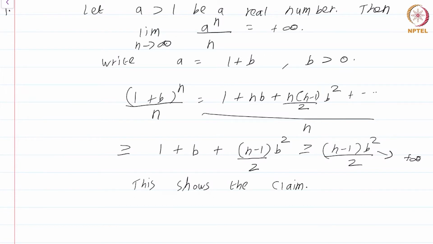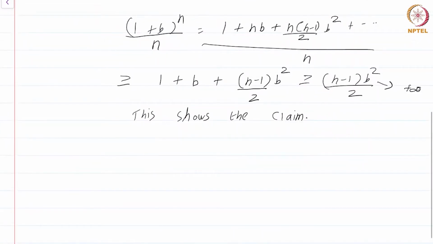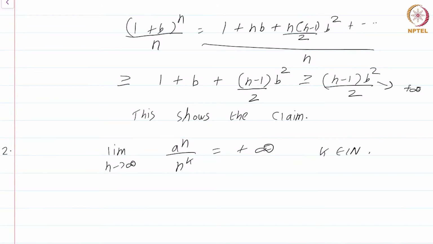So we have seen that a^n goes faster than n, but originally I made the remark that a^n goes to infinity faster than any polynomial. How do you deal with that? Well, that's the second example, which is one layer even more complicated than what we have seen. That is, the limit as n goes to infinity of a^n by n^k is also plus infinity, where k is a natural number. So this time we are dividing by any higher order monomial.